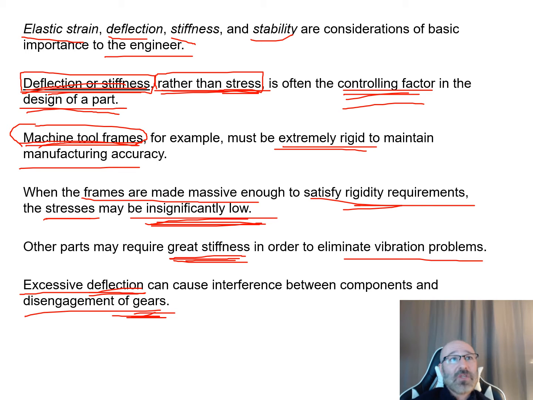This is just getting into these things we're measuring now: elastic strain, deflection, stiffness, and stability, how they're related to each other, why these are important, and talking now about this controlling factor and how one thing may be the controlling factor and be more important to calculate first and then consider everything else.